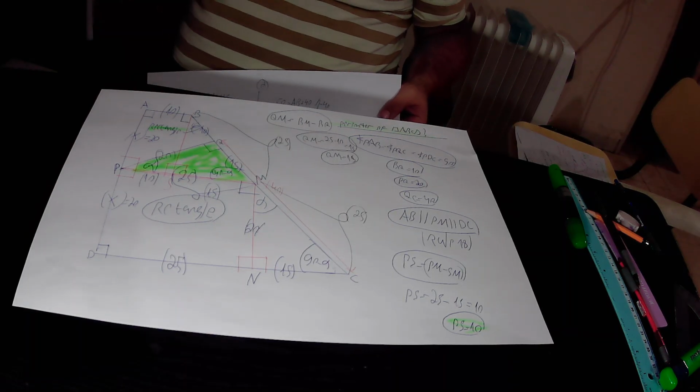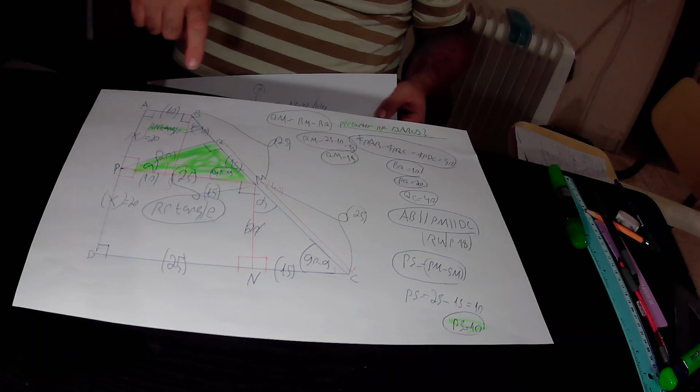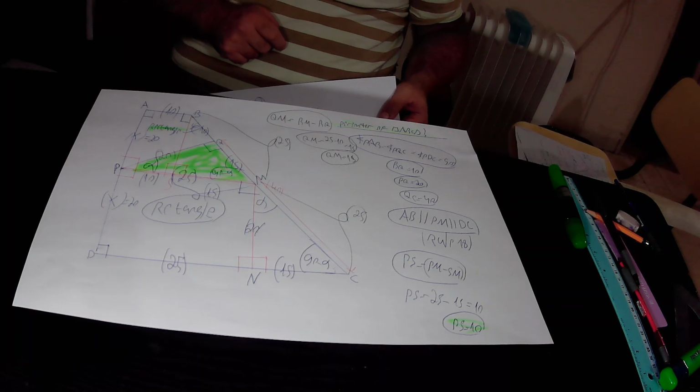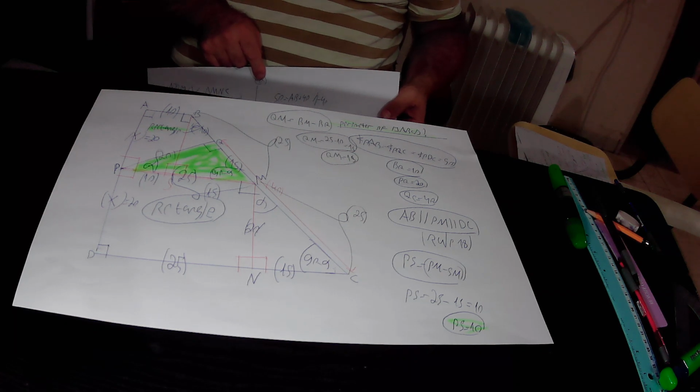So in total we found out that the perimeter of this quadrilateral ABCD is equal to 140 units in its length. So we finished the first question. In the next step, I repeat the solution of the second question.